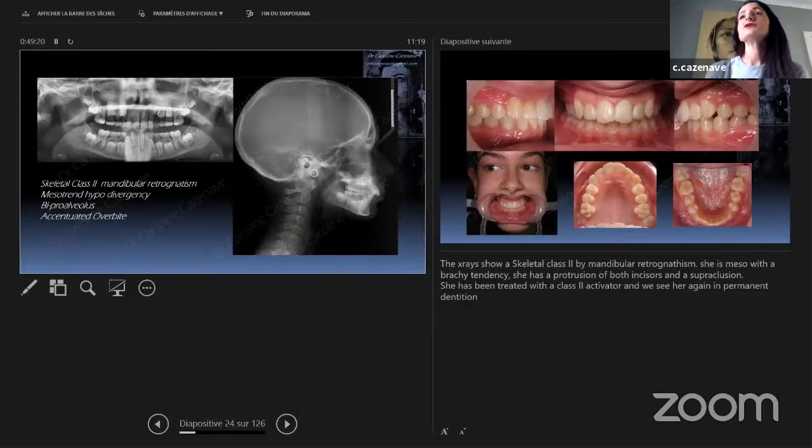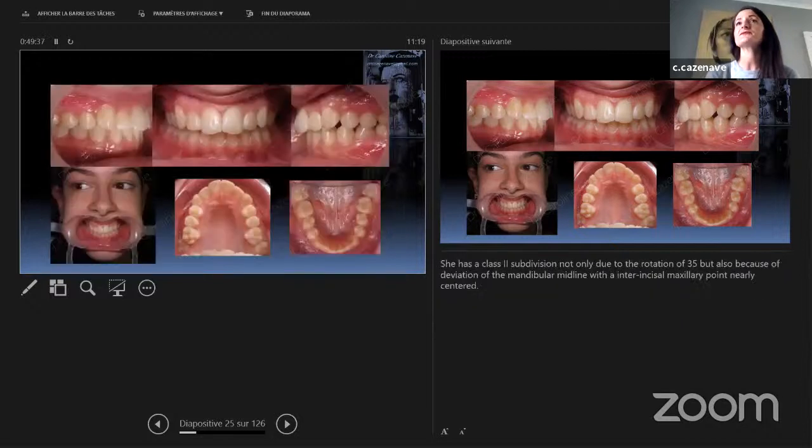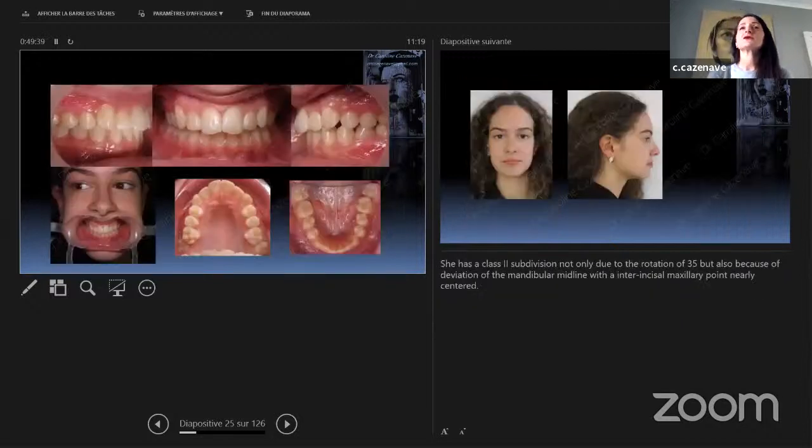The X-rays show skeletal class 2 by mandibular retrognathia. She has meso with a brachy tendency. She has a protrusion of both incisors and a supraocclusion. She has been treated with a class 2 activator, and we see her again in a permanent dentition. So now she has a class 2 subdivision, not only due to the rotation of the 35, but also because of deviation of the mandibular midline with an interincisal maxillary point nearly centered.